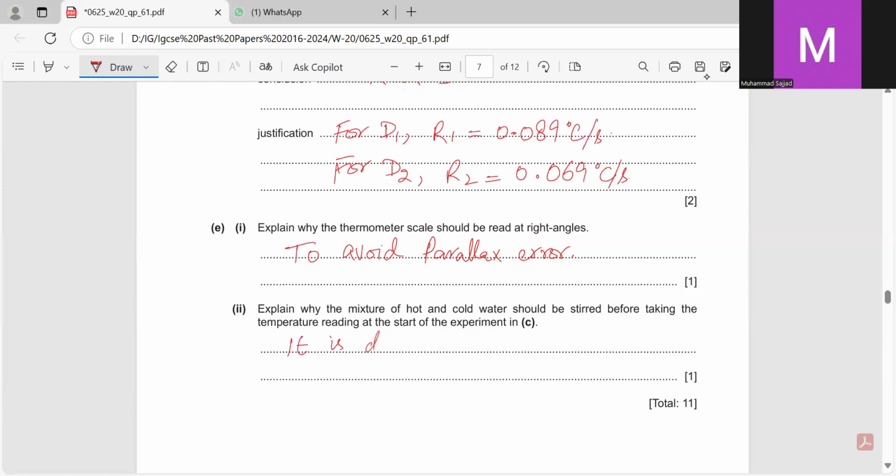It is done to get constant temperature throughout the liquid. Yes, my dear friends, so that you will be continuously stirring to get an even, or uniform, temperature throughout the liquid.